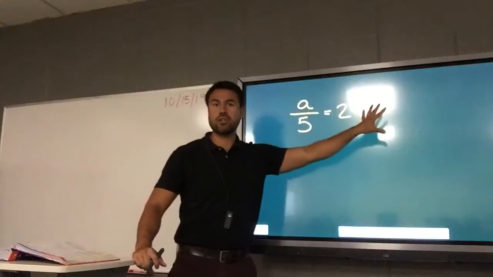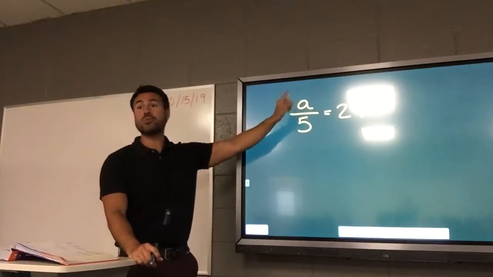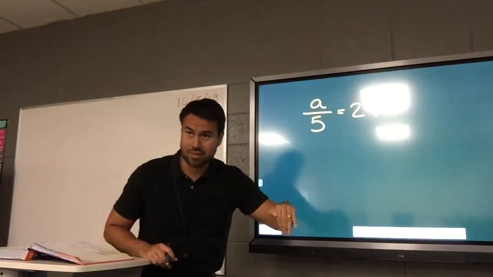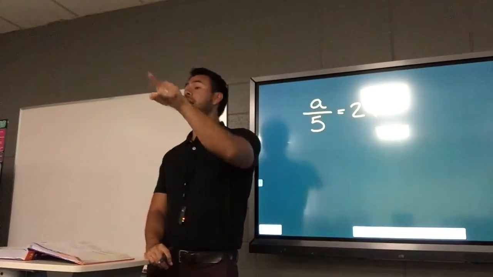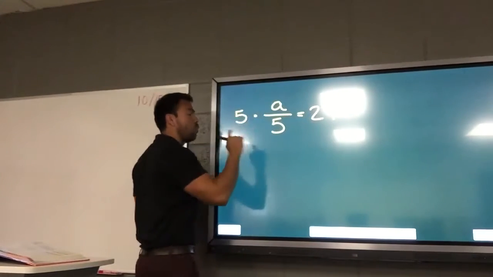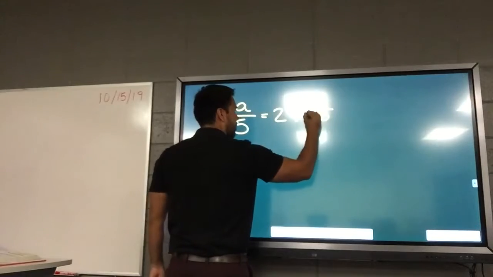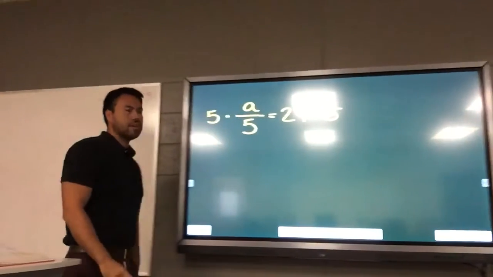Okay? A division equation. And Aiden back there, how do I undo dividing by 5? Multiply by 5. Good. If I multiply this side by 5, what must I do to the other side? Multiply it by 5. Okay? So I'm going to do that.